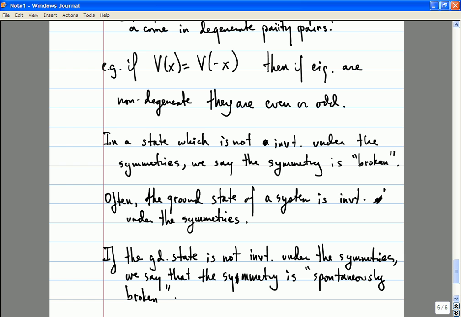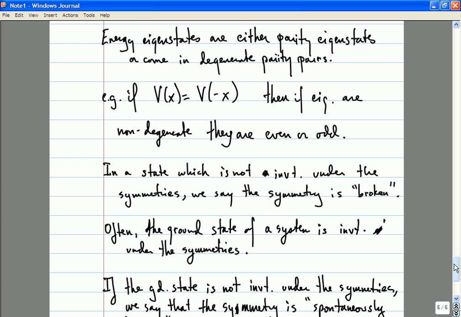Question? Going back to parity, previously you said the eigenstates are either parity eigenstates or degenerate pairs. Then you gave the example that if V of x goes to V of minus x, and the eigenstates are non-degenerate, they are even or odd. Right. So if the eigenstates are non-degenerate, then they can't come in degenerate parity pairs, meaning that they have to be either even or odd.